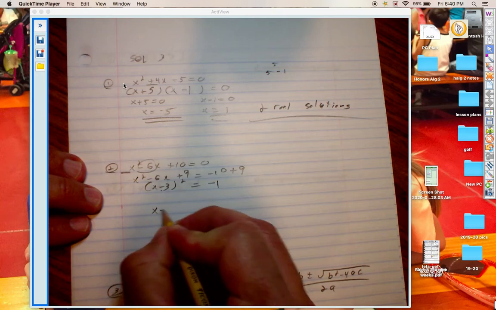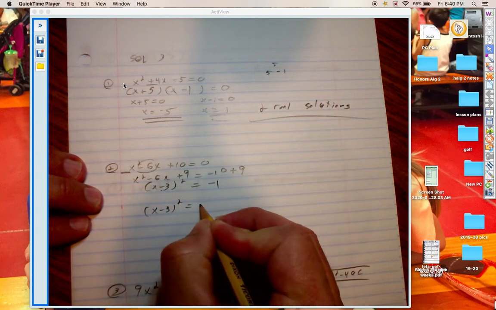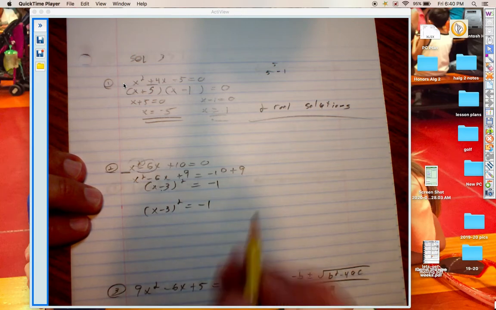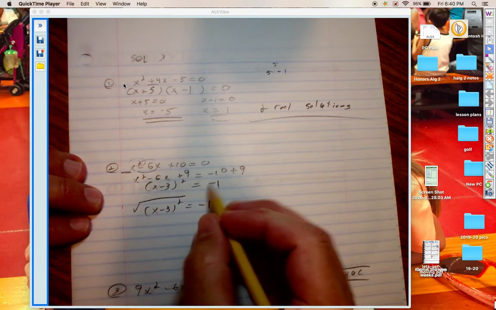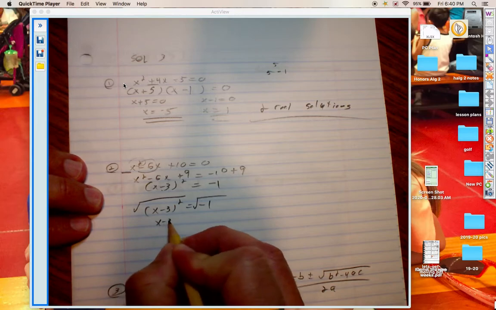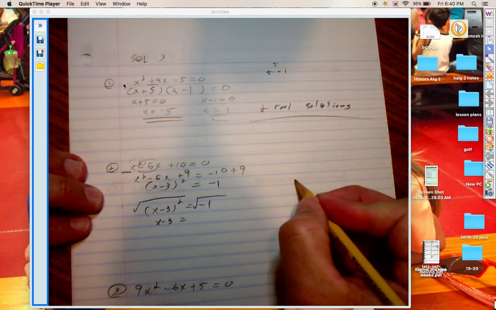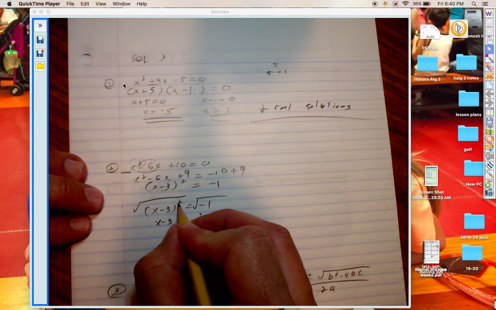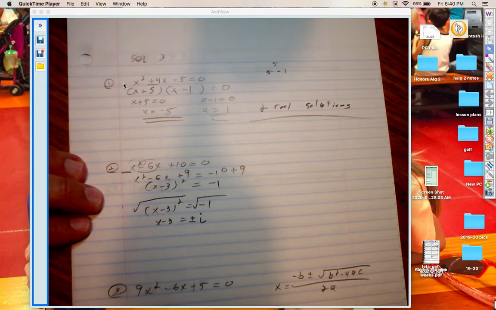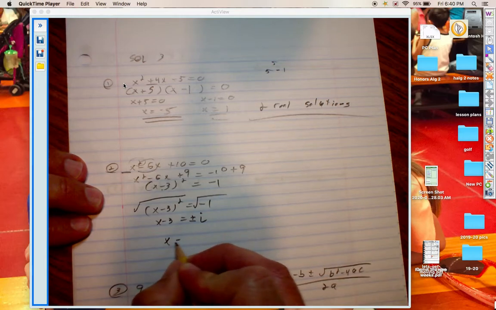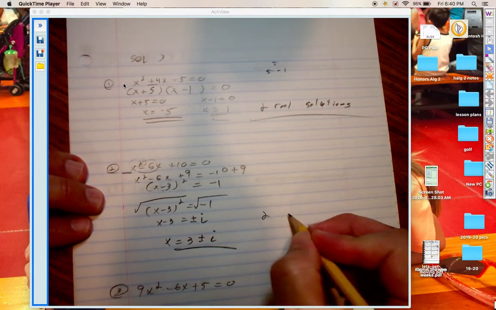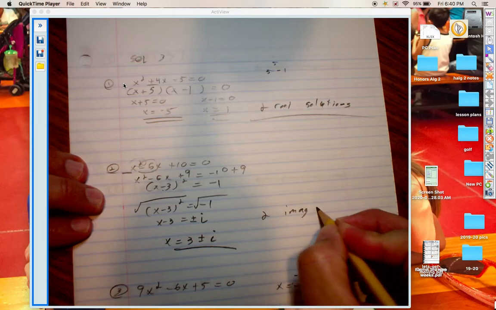I'm going to write it down here so we can see it better. Remember, squares, our goal is to find two answers. To cancel a square, I'm going to square root. X minus 3 equals the square root of negative 1 is i. But because I canceled a square by square rooting, I get plus or minus. Add a 3. And this time, I got two imaginary roots.